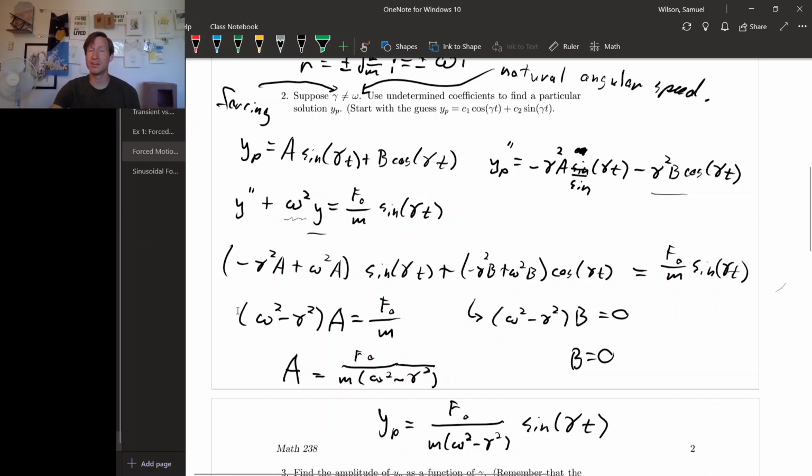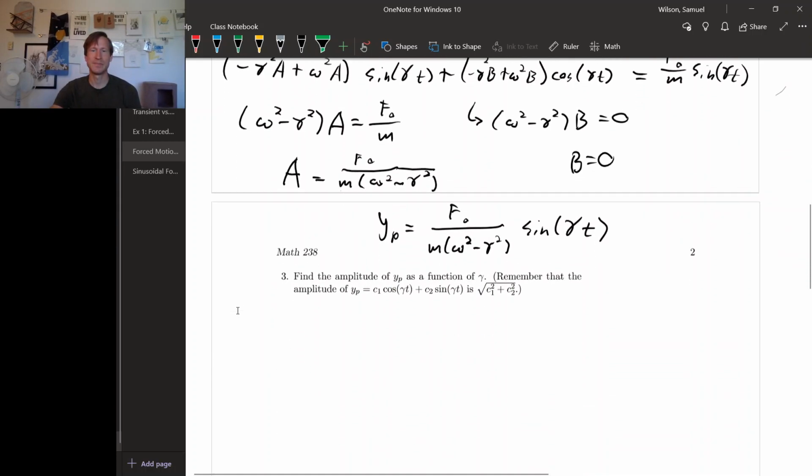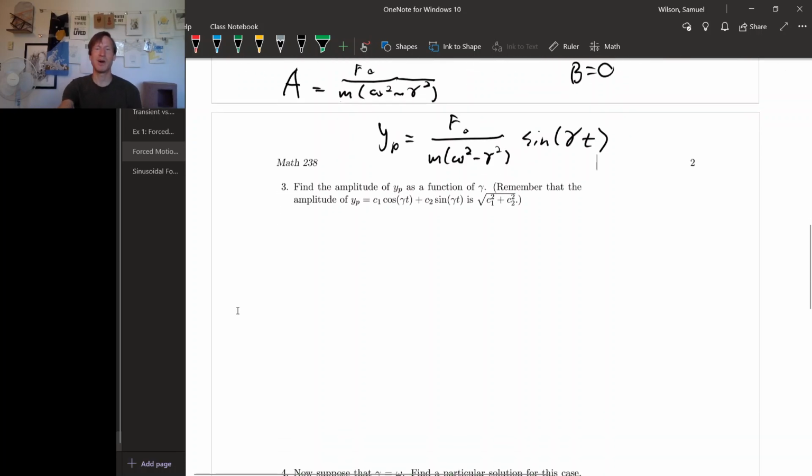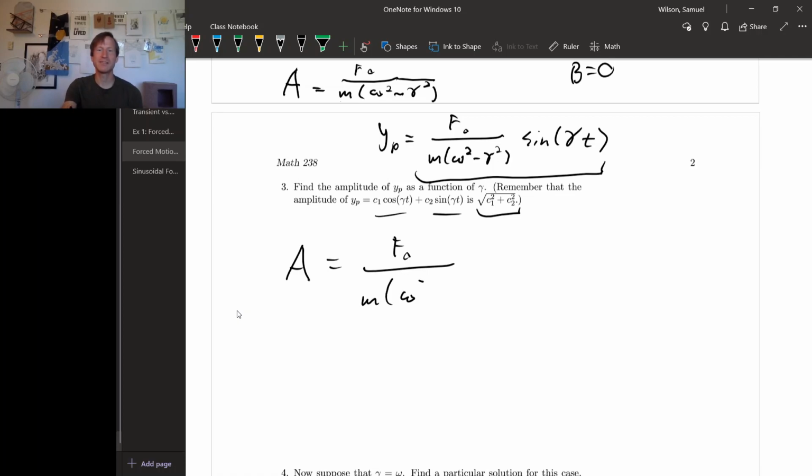Now pause the video and have a look at number 3. Okay, so find the amplitude of y sub p. Now in general, if you have a sum of sines and cosines like this, then the amplitude is the square root of the sum of the squares of the coefficients. But for our particular y sub p, since it doesn't have any cosines in it, the amplitude is just the amplitude in front of this sine function. So the amplitude is f sub 0 over mass times omega squared minus gamma squared.